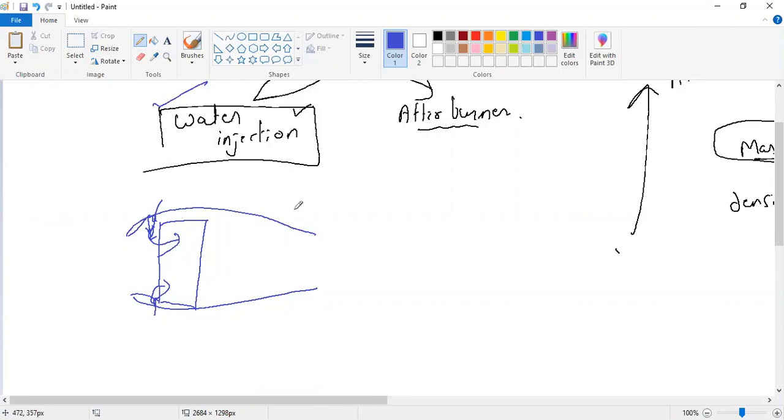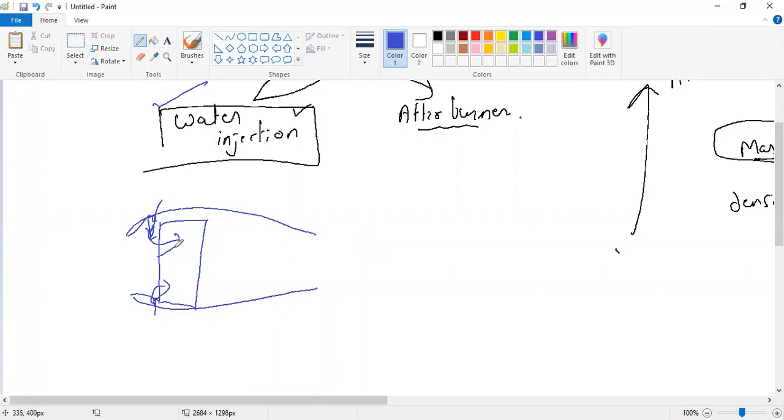Then this water vapor will get into the combustion chamber. Since it's a low temperature as well as more mass of the air, I can add more amount of the fuel. More amount of the fuel will give rise to the more thrust. Understood water injection?